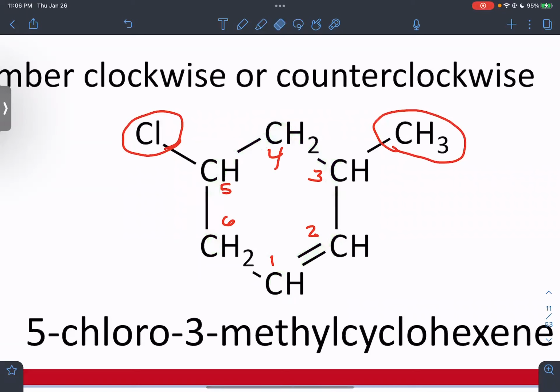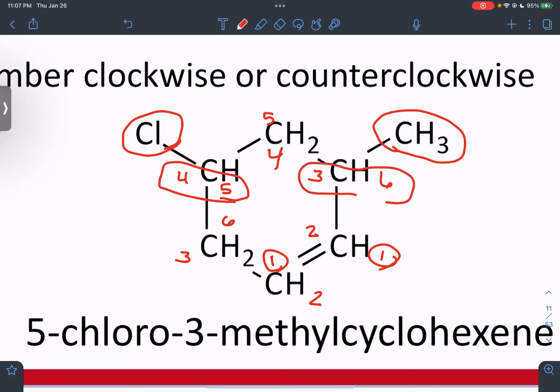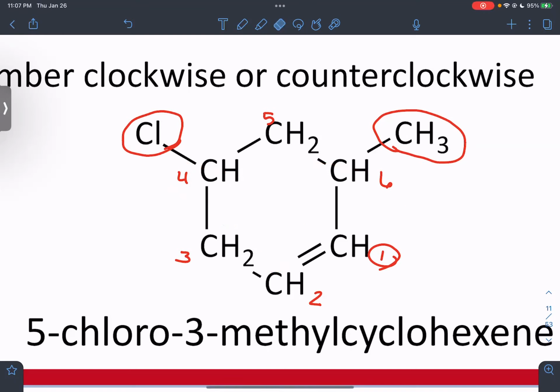Now, what's the other way that we could go? Well, I could go 1, 2, 3, 4, 5, 6. So if I did this numbering this way, it would still be carbon 1 and carbon 1 that participate, so that's okay. But look here, we have a 4 and a 5, and we have a 3 and a 6. Go with the smaller number. So all the outside numbers are good, and we will erase our inside numbers.